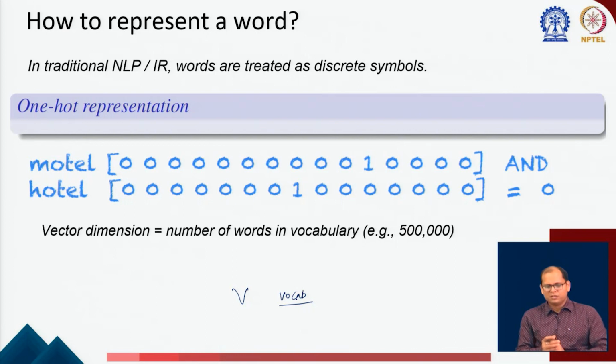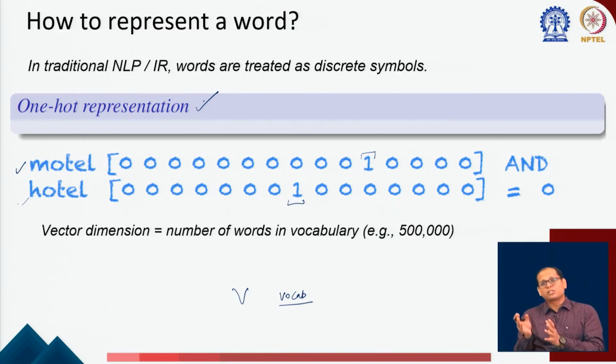For example, suppose you have two words, motel and hotel, and let's say they are put in lexicographical order, so hotel will come before motel. Suppose this was the index of the word hotel and this was the index of the word motel. You have put the 1 in the corresponding indices and everywhere else you have put a 0. This particular representation is called a one-hot representation. It's 1 in only one dimension, everywhere else it's a 0.